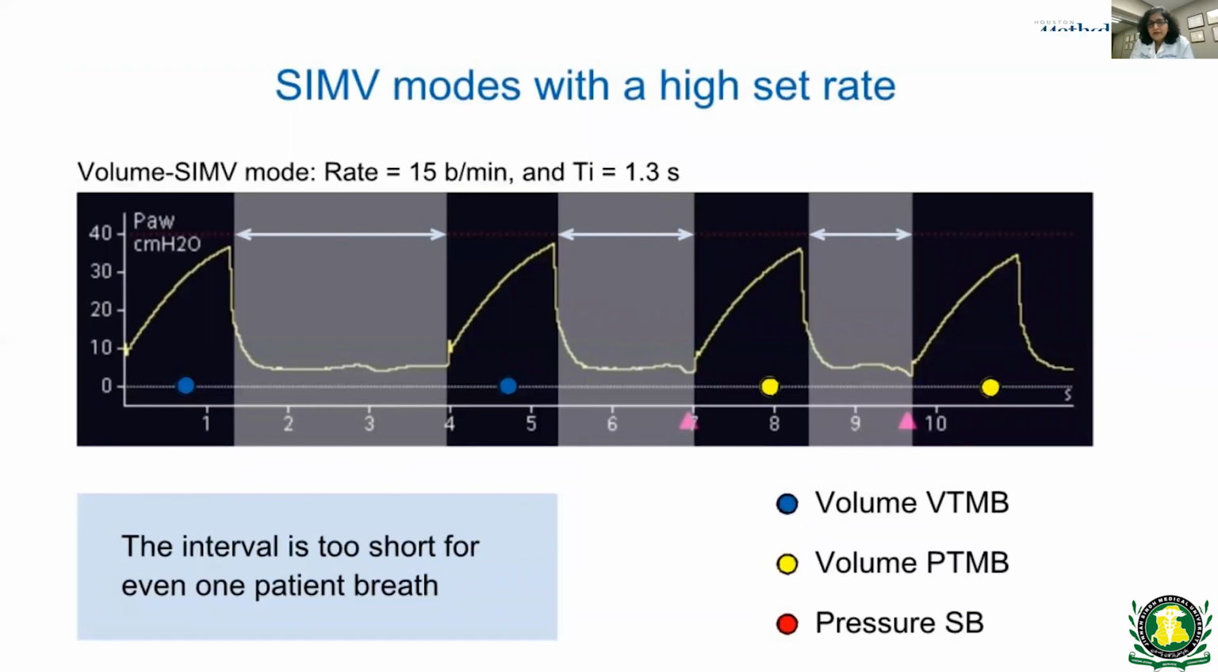Now, when the SIMV mode is set with a very high rate, then the interval is too short for even one patient spontaneous breath. So you see here, there are no patient spontaneous breaths. The blue dot is showing VTMB, and the yellow dots are showing PTMBs.